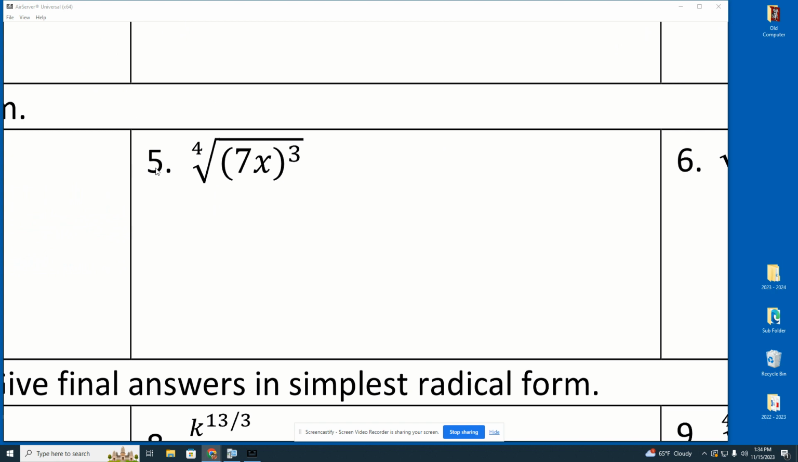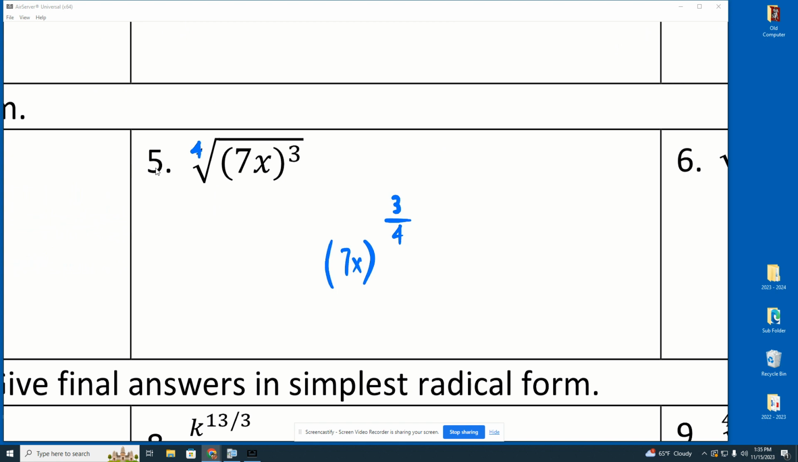You see the radical, so you know it's a fractional exponent. That root is the denominator. Then we have all of 7x that's being raised to this power where the exponent is 3. So it's 7x in parentheses raised to the 3/4.